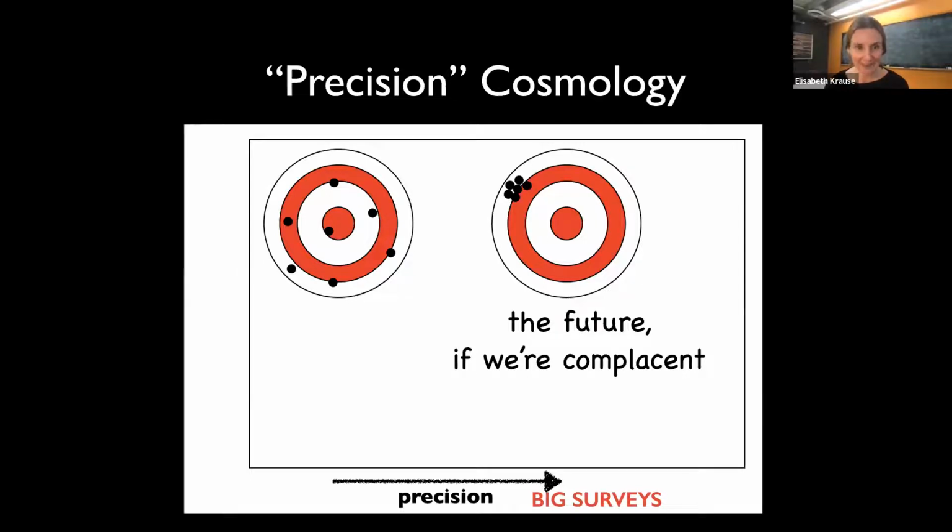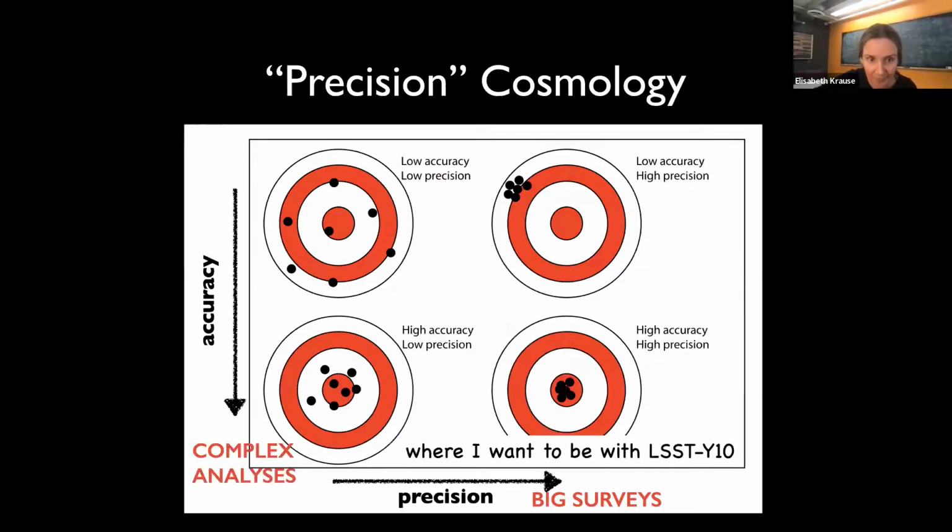But there is no guarantee that our analysis will tell something about the true parameters of the universe. So in addition to precision, we also need accuracy, so that hopefully we will be able to accurately measure cosmology parameters with small error bars. The problem, though, is that accuracy typically comes at the cost of complex analyses.